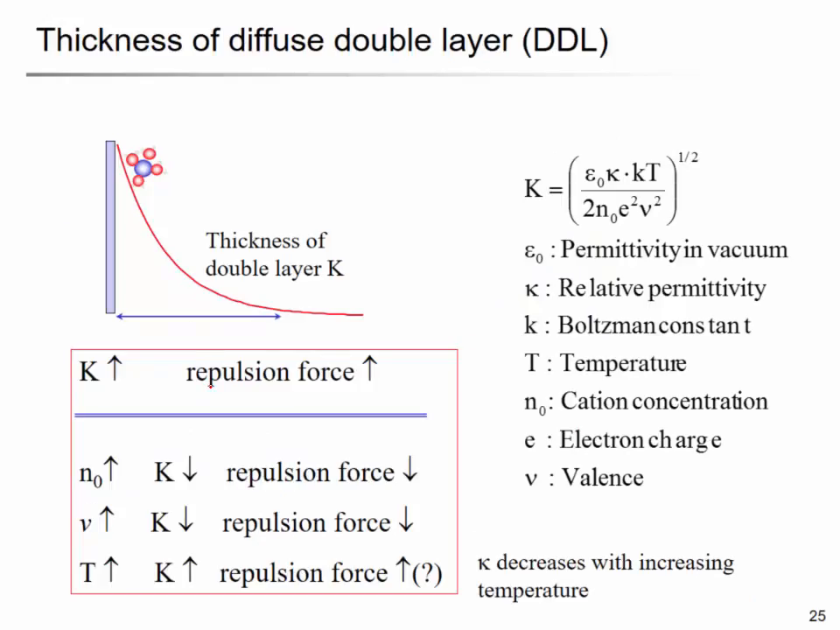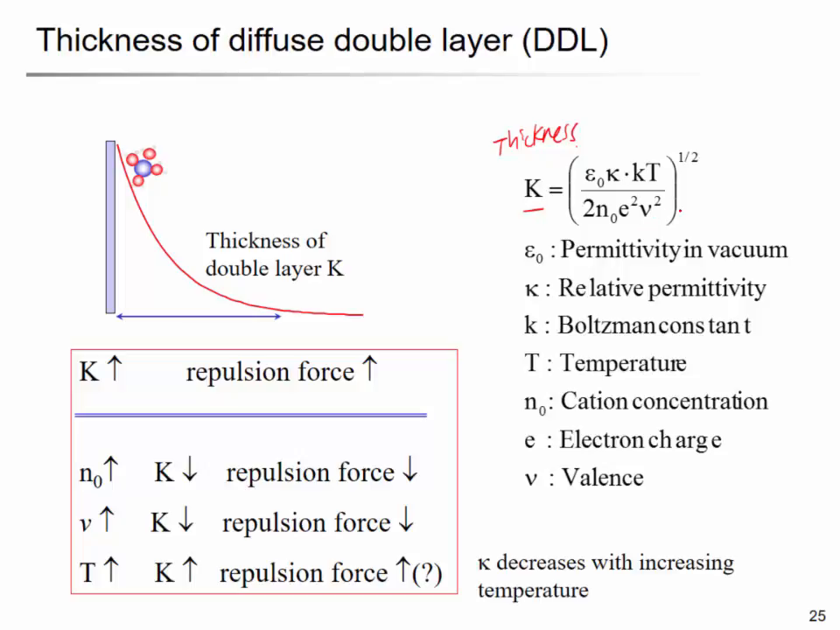And the thickness of the double layer can be calculated using this equation. So this is the double layer thickness. And when you look at this, one is the permittivity in vacuum, and kappa is the relative permittivity of the electrolyte or the pore water, k is the Boltzmann constant, T is the temperature, n is the cation concentration, and v is the valence.